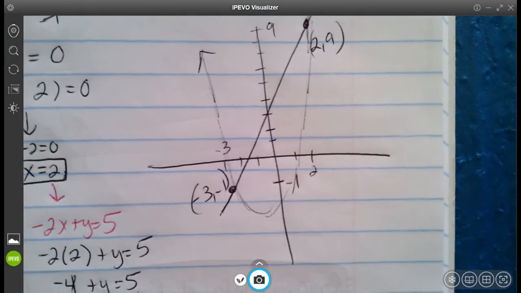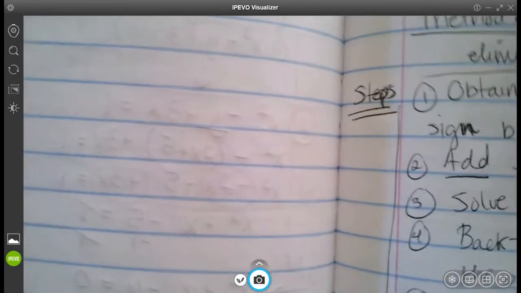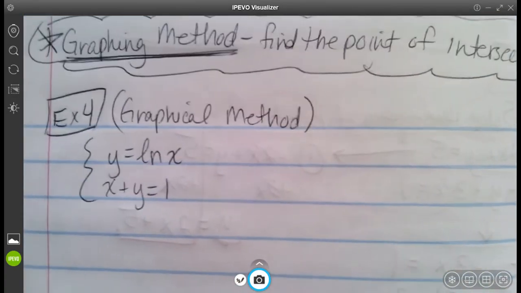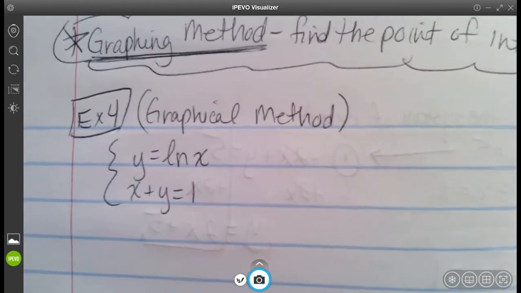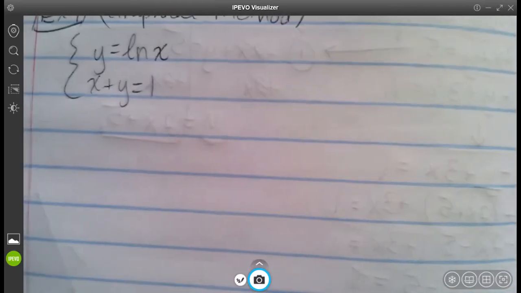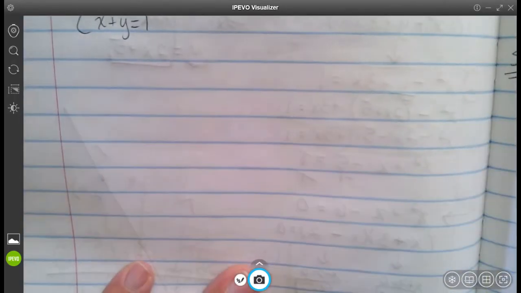Okay, we are almost done with this video, guys. I think we have one more example, and this is a super quick one because it's a graphical one. Okay, so here is a graphing method where you have to find the point of intersection, which again is the same as the solution. Here, let me zoom this out just a little bit so you can see what the problem is.